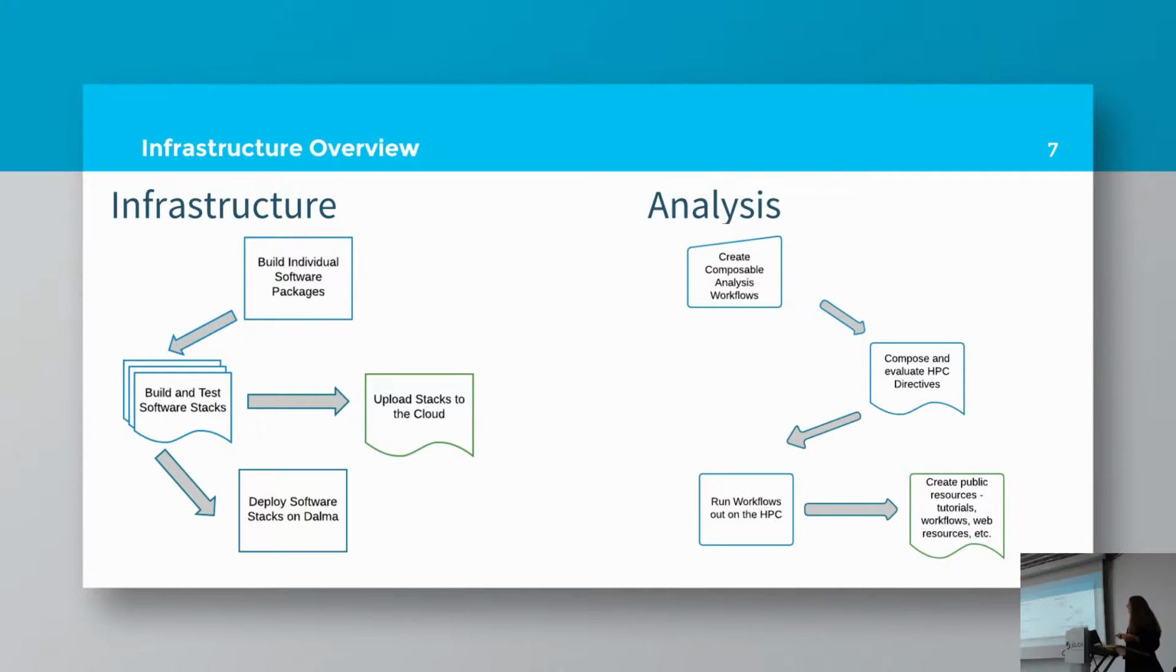Over here, we have the actual analysis, because this is, like, our end goal. We have lots and lots of data that we produce, but at some point, we want to be able to tell a story with this data. So on this side, we have create composable analysis workflows, compose and evaluate HPC directives. The idea behind this is that we work quite closely with New York. We use Slurm, they use PBS. From our point of view, they're almost the same thing, right? So there shouldn't be a huge hassle between using the two. Run workflows on the HPC, and again, create public resources.